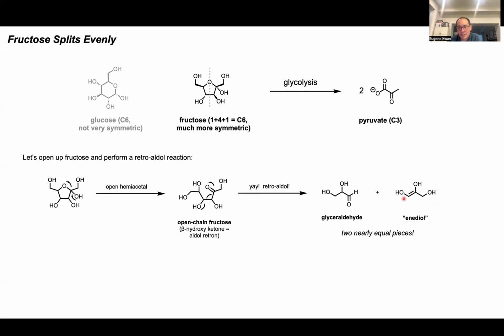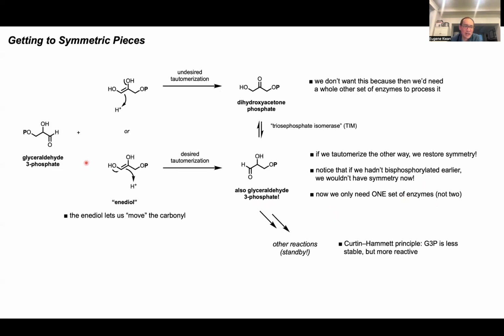And if you look at this enediol molecule, you'll see that it can tautomerize. Now, it can tautomerize one of two ways, right? So if we protonate at this carbon, then we're going to end up with dihydroxyacetone phosphate. And that's kind of what we don't want because we've already made glyceraldehyde in the other piece here, right?